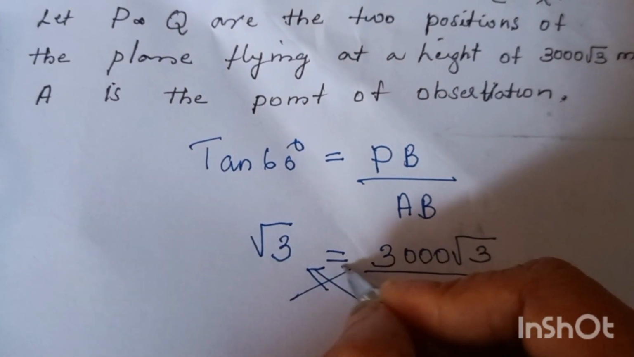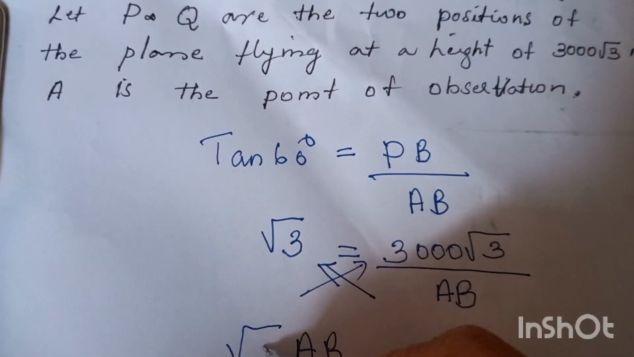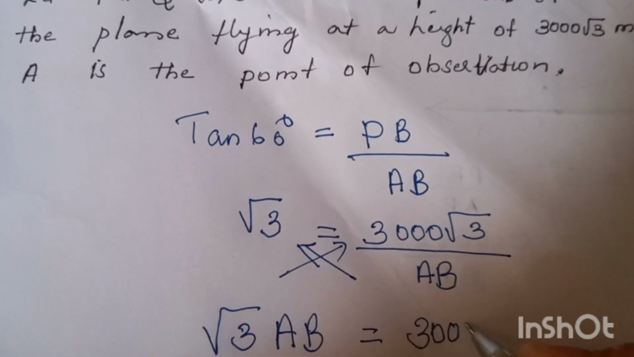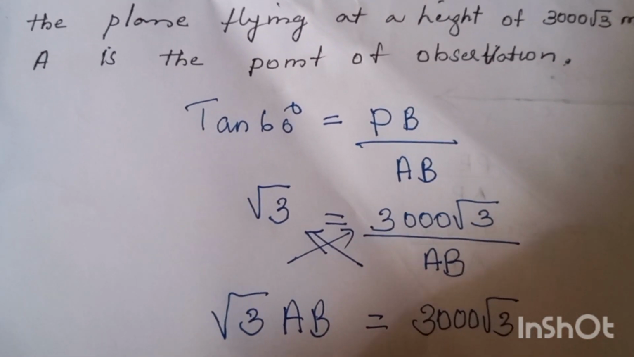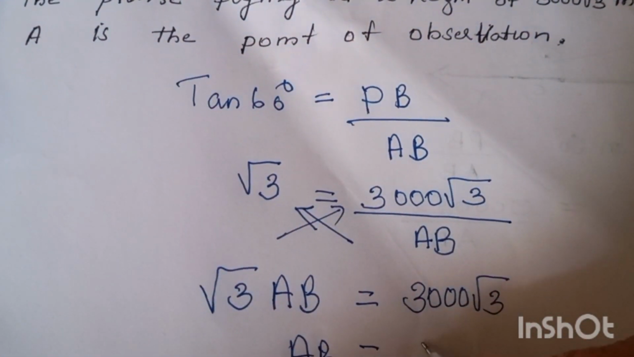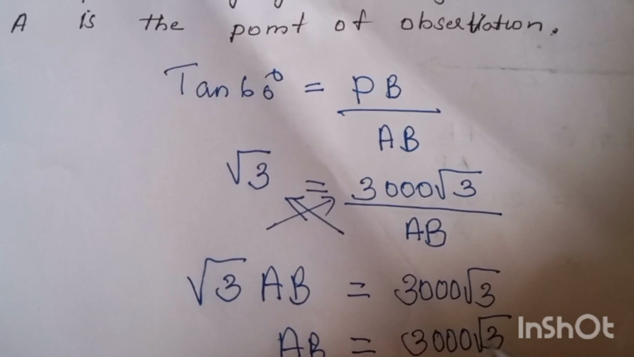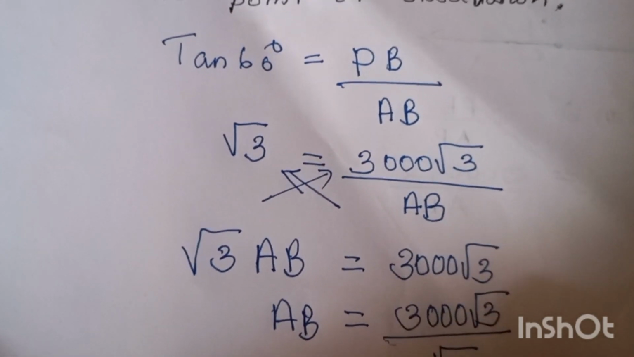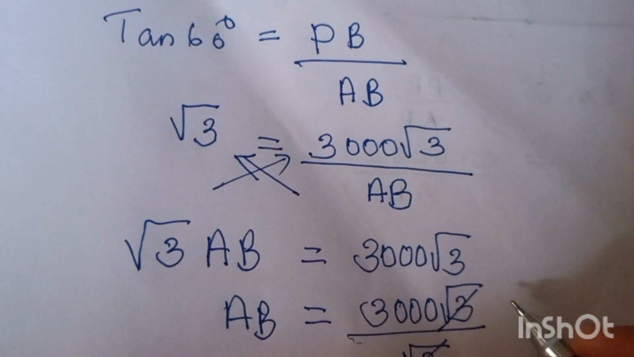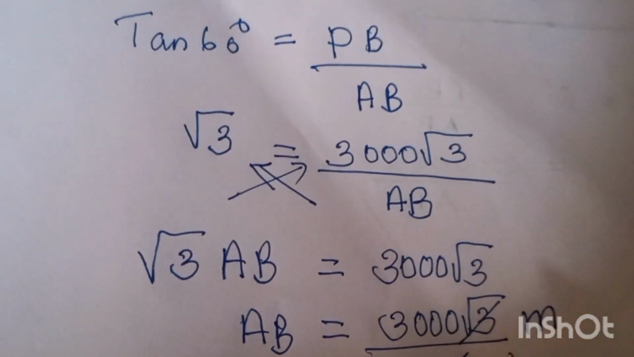So AB into root 3, root 3 AB is equal to 3000 root 3. So AB is equal to, transposing root 3 to this side, it becomes division, 3000 root 3 divided by root 3. So root 3 will cancel off. Then AB is equal to how much? AB is equal to 3000 meter.